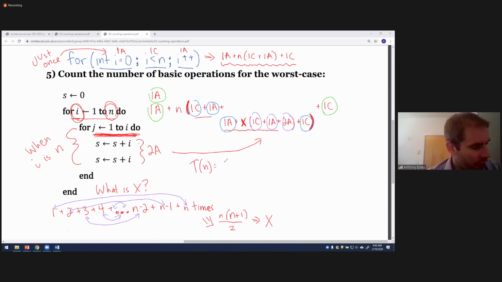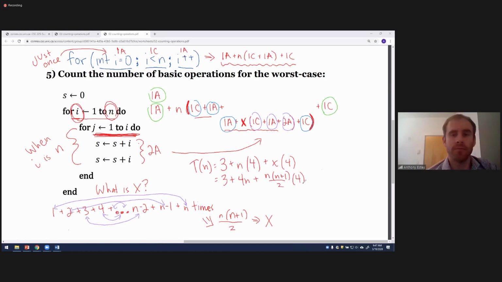So we've got, again, these 3 operations that happen once, plus n times 4 operations, plus x times also 4 operations, which is going to be 3 plus 4n plus, and then we've got this n over n plus 1 over 2 times 4. And we can cancel these out. And what we'll get here is 3 plus 4n plus n squared plus n over 2.